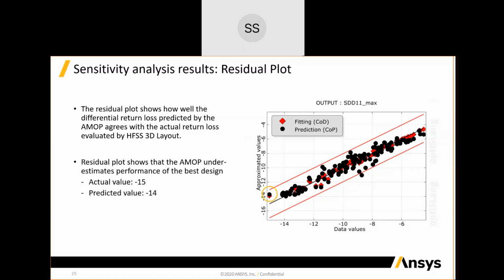And especially the one that I want to draw attention to is the best design that we evaluated. And HFSS 3D layout predicted the differential return loss for this one to be right at minus 15 dB. The meta model predicted it to be minus 14 dB. So that shows that the meta model underestimates the performance of our differential via.